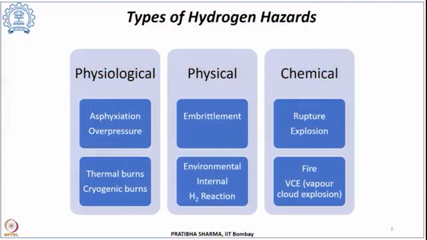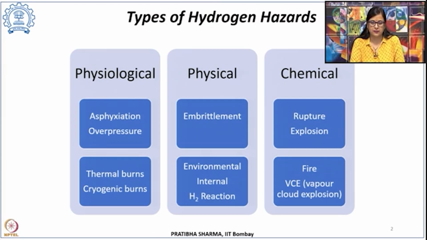In the previous class we have seen the different characteristics and properties of hydrogen which are important to know before we look at the hydrogen safety related aspects. In this lecture we will see the different hazards associated with hydrogen. Broadly we can categorize the type of hazards into 3 categories: the physiological hazards, physical hazards and chemical hazards.